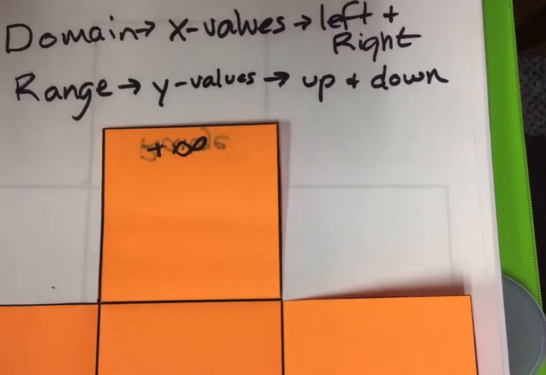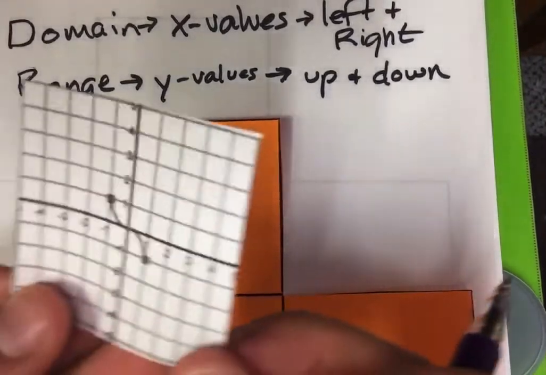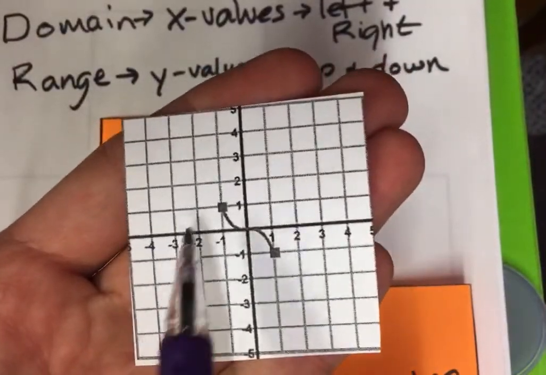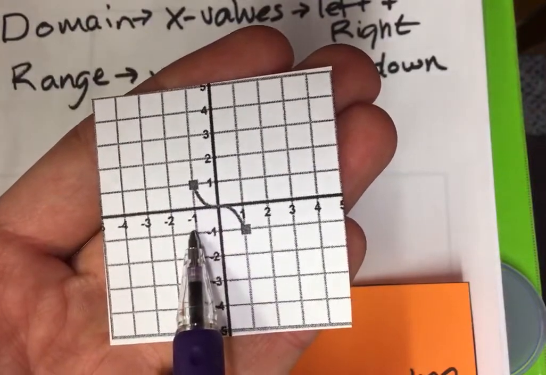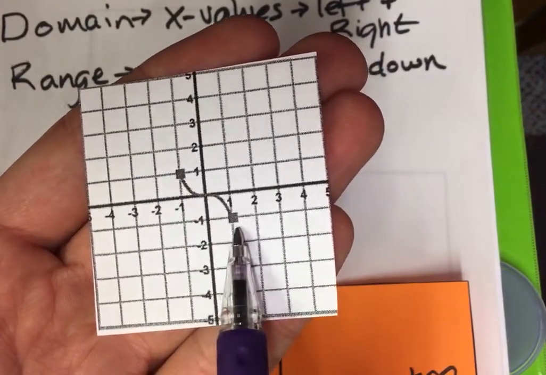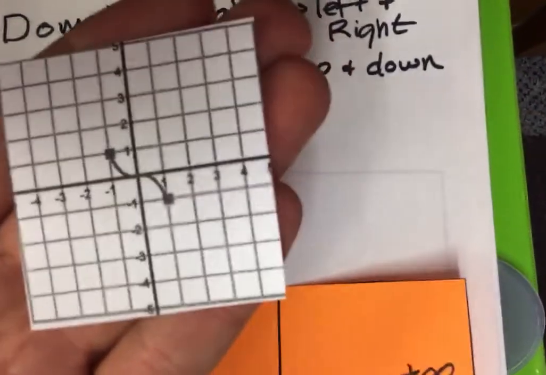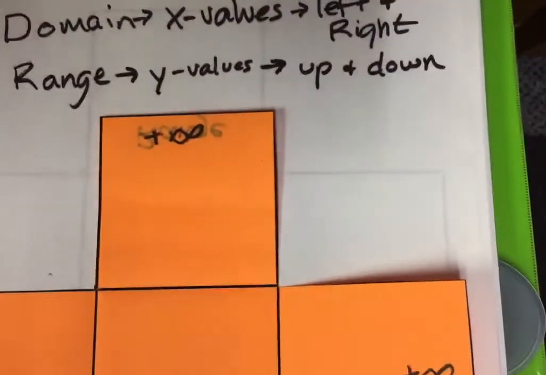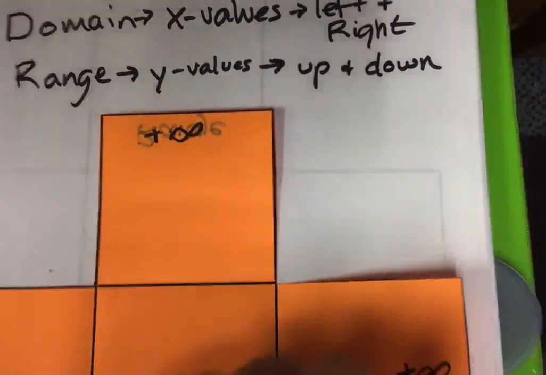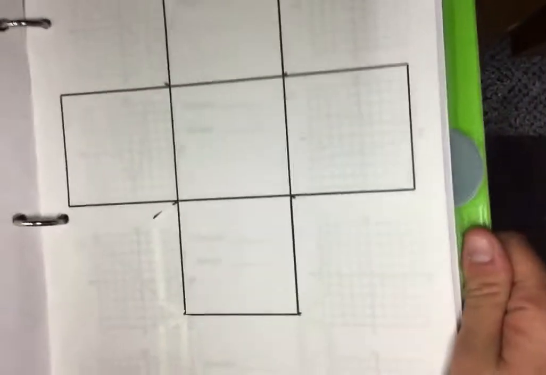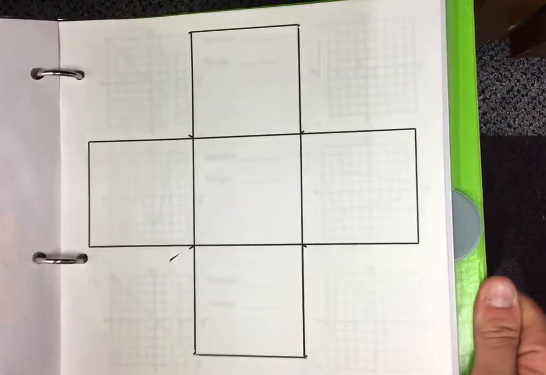So if I look at, for example, this graph here, I can see how far to the left this graph goes. Looks like it goes to -1. How far to the right. Then I can see the highest point and the lowest point. This could be kind of hard to visualize though, so we're going to make a foldable, and you're going to be given a big square like this, or a big cross, and you're going to cut that out, and we're going to paste it on a piece of paper here.